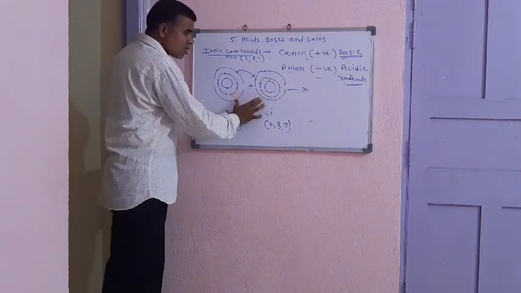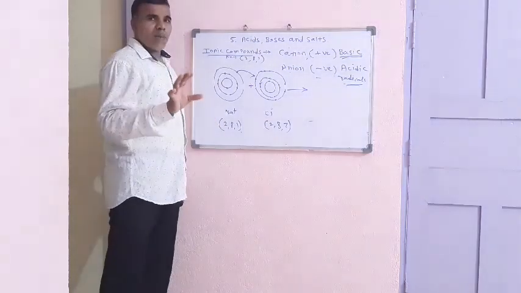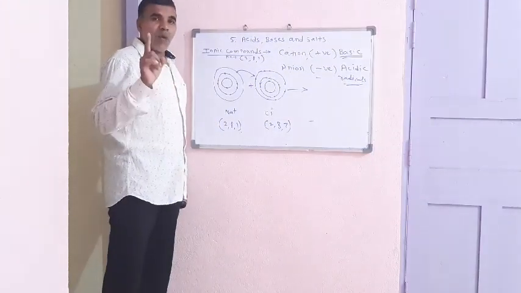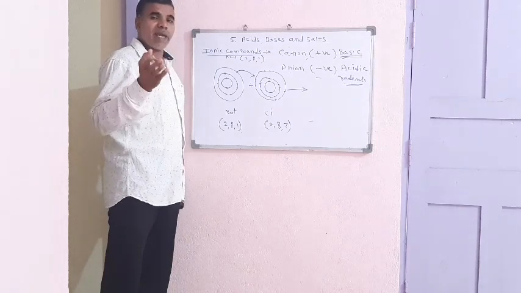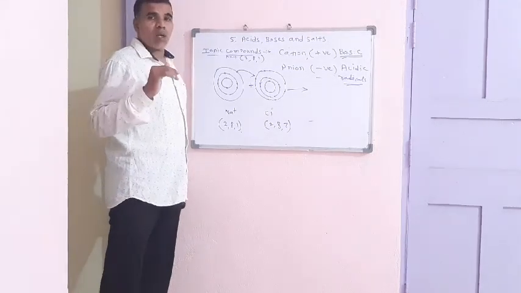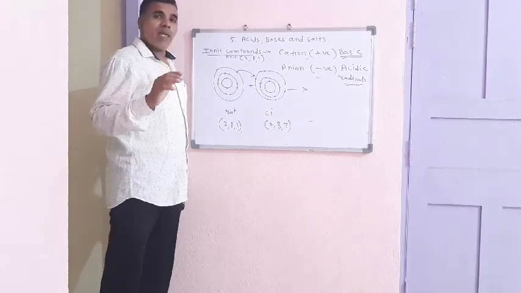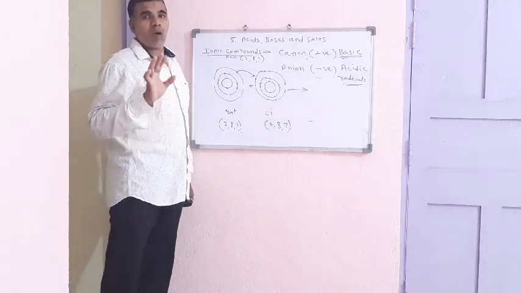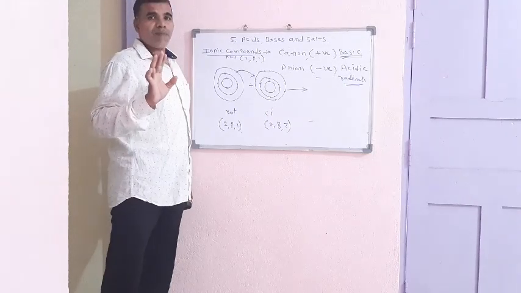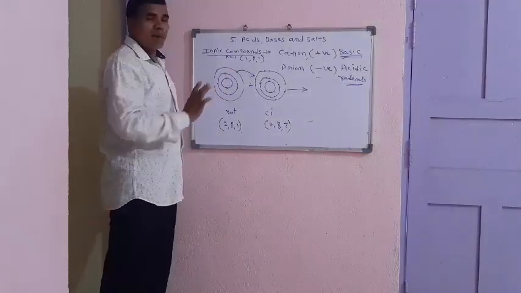So these two elements have not completed the octet state. When there is a transfer, a loss and gain of electrons, then both elements have a stable octet position.